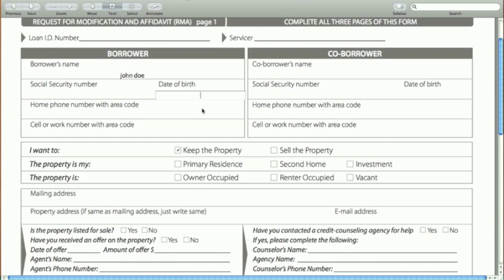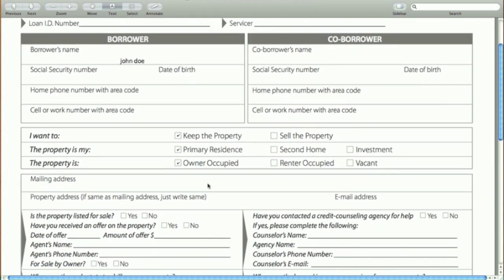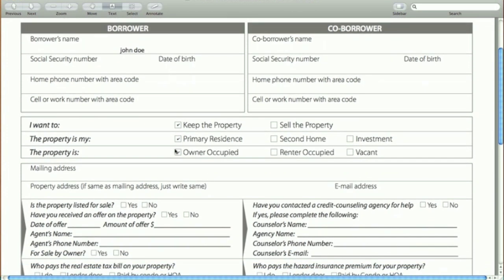But you want to make sure you keep the property, and you want to make sure if it's your primary residence, you've got to put your primary residence. And if it is owner-occupied, of course, most of the time, if it's your primary residence it's owner-occupied, I don't understand why they have both of these questions. They kind of go back and forth. They both mean pretty much the same thing, but whatever, that's cool.